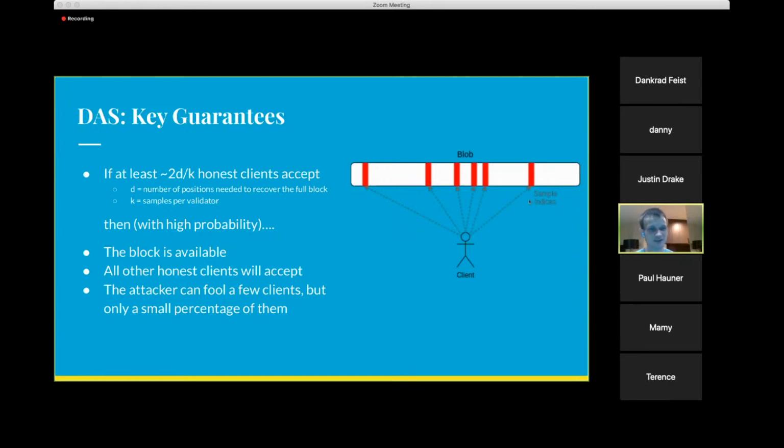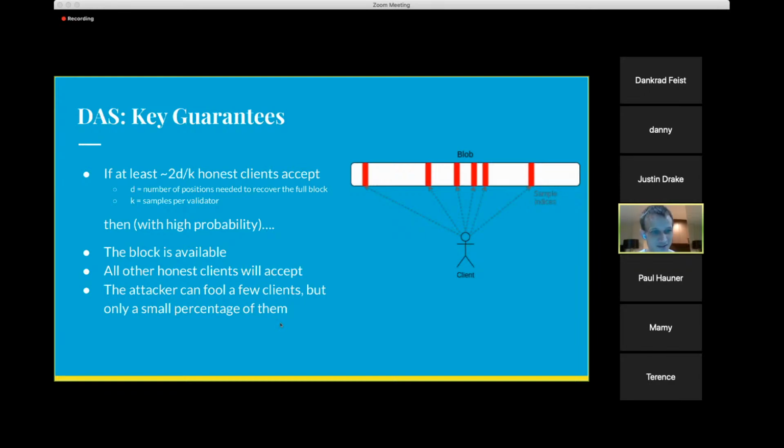And then K, samples per validator, looks like about 20. So if you have about 100 honest clients, and then times 2, so at least about 200 honest clients accept, then with high probability the block is available. All other honest clients will accept. So you have the same kind of convergence guarantee that you have with just regular full block downloading.